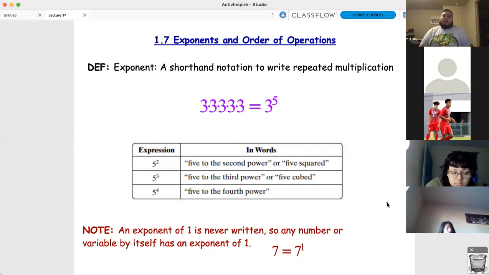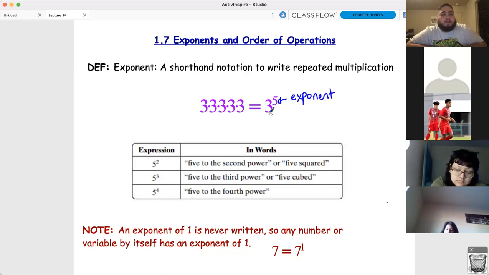So, definition: an exponent is a shorthand notation to write repeated multiplication. For example, we have 3 times 3 times 3 times 3 times 3 equals 3 to the 5th power. The 5, guys, go ahead and draw an arrow. That is going to be the exponent that we're talking about in the definition, whereas the 3 is called the base of the exponent. You guys need to be comfortable with the terminology that we will be learning in this class. I expect you to write these down and to ask me questions.